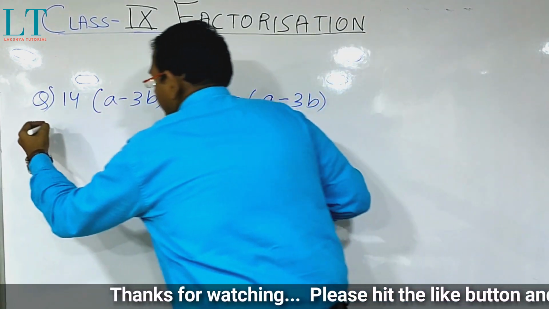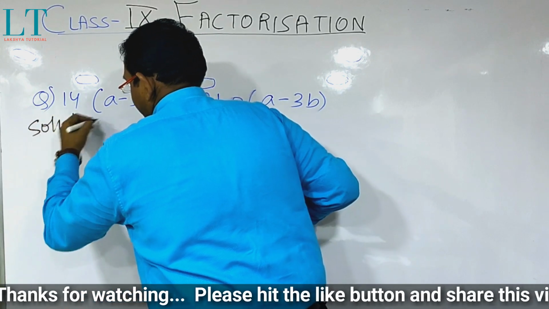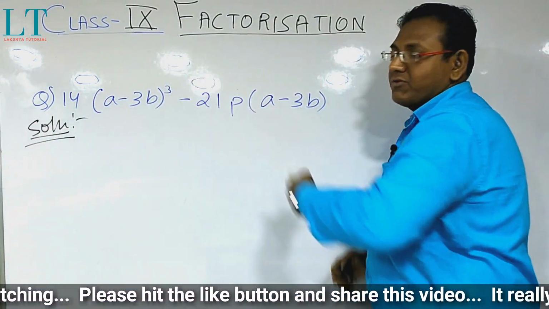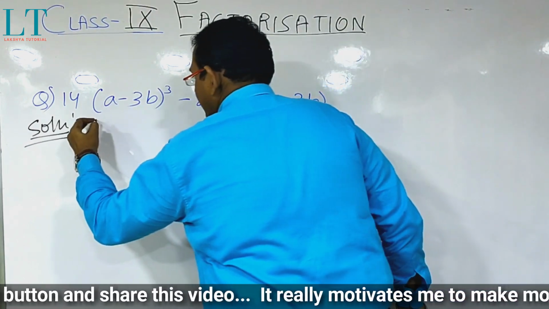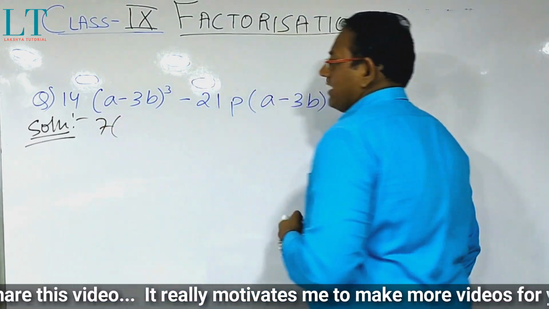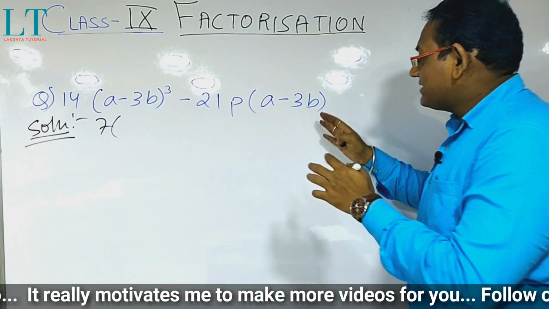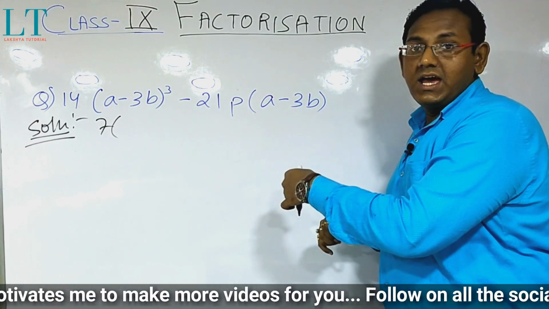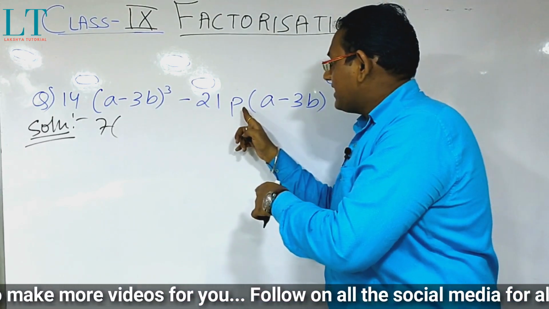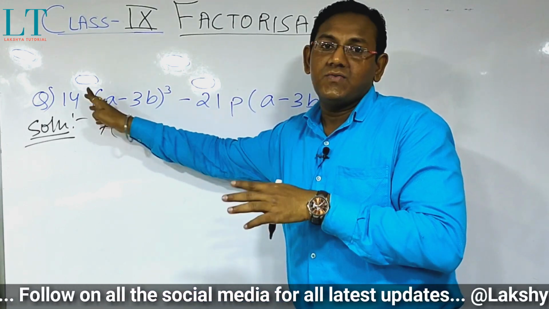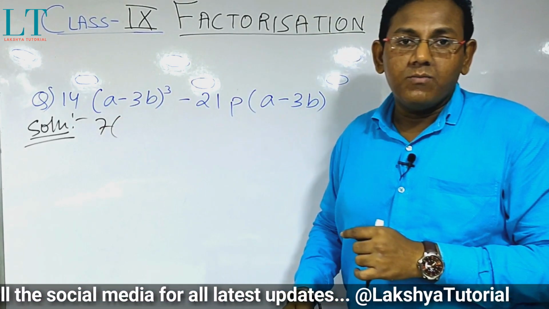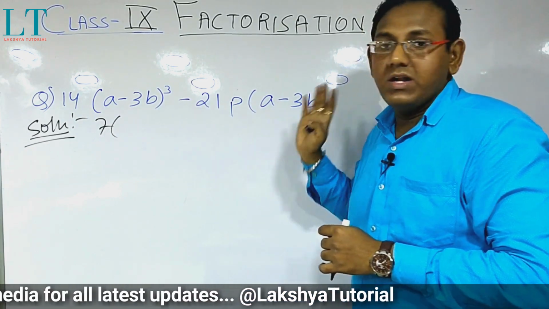Now in this particular case, let me write the solution over here. We can see that 7 is common in both the terms. So let me write 7 outside. The next thing is to understand what is the next thing that we can take common. So we see that p is present in the second expression, but p is not at all present in the first one. So we cannot take p common because p is present in only one expression.